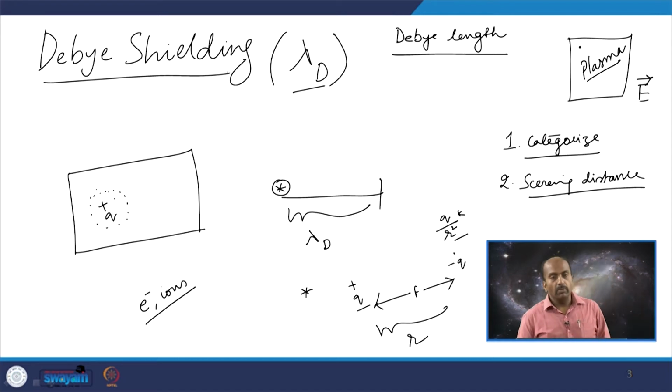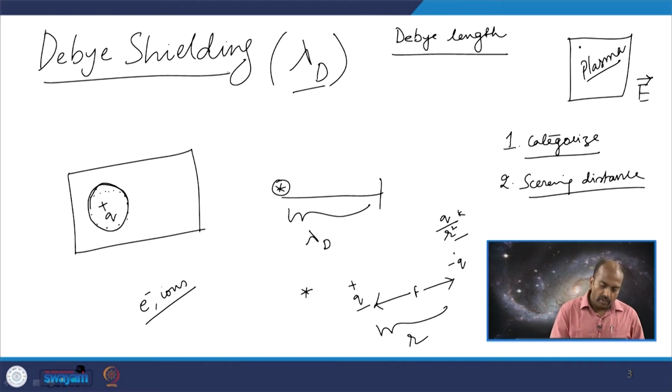These negative charges are coming from the plasma itself. Since the plasma has a collection of negative and positive charges, the moment you keep a positive charge, it will attract other negative charges because of the Coulombic attraction forces. These attracted negative charges will try to nullify the effect of this isolated positive charge. To an extent, they will form a sphere or cloud of charges such that any negative charge, let us say at this point, will not feel the influence of this positive charge.